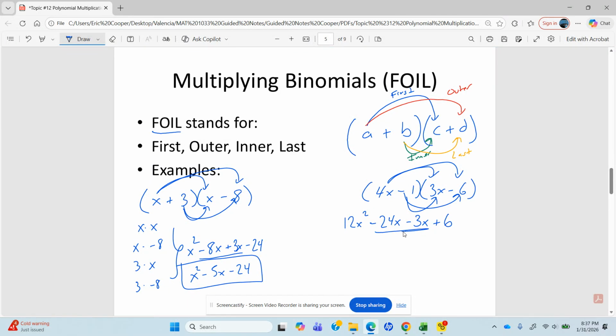Again, we'll look for our like terms. These are the only two like terms we have. Nothing else has the x squared like the 12, and nothing else is the constant here. So we'll combine negative 24 minus 3, and that will give me negative 27x. I know my problem's done when I have no more like terms to combine. X squared, x, and the constant. Nothing will combine there.